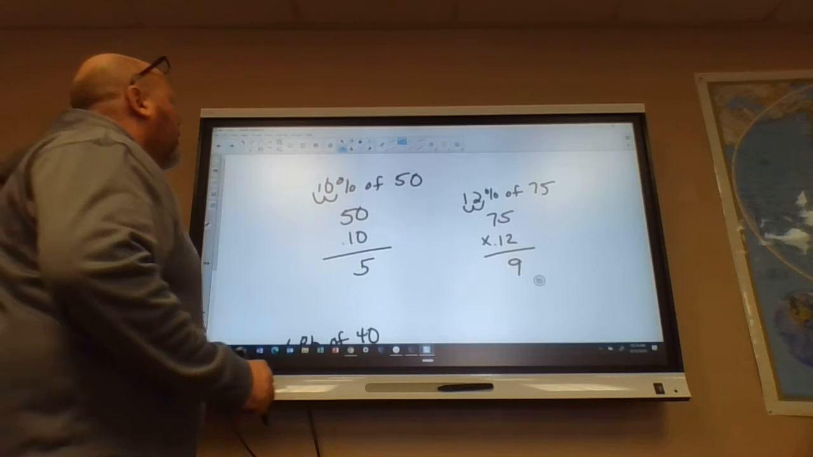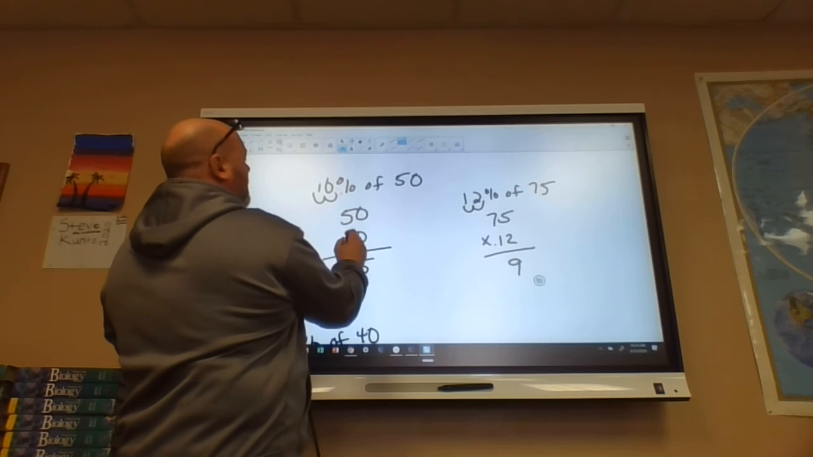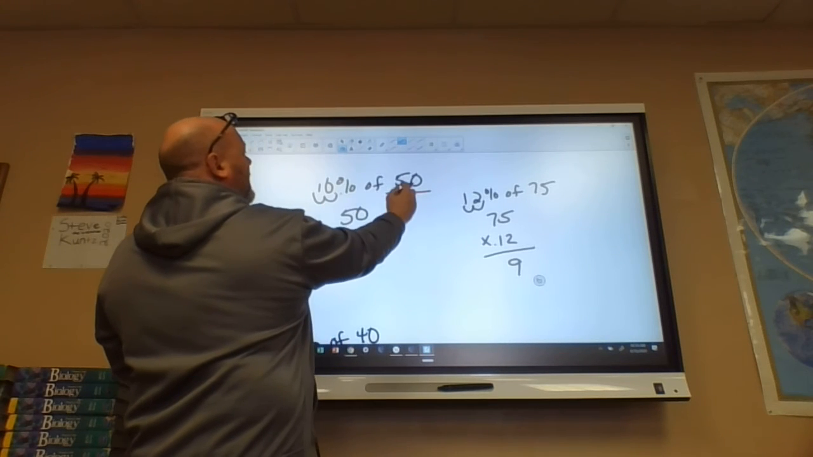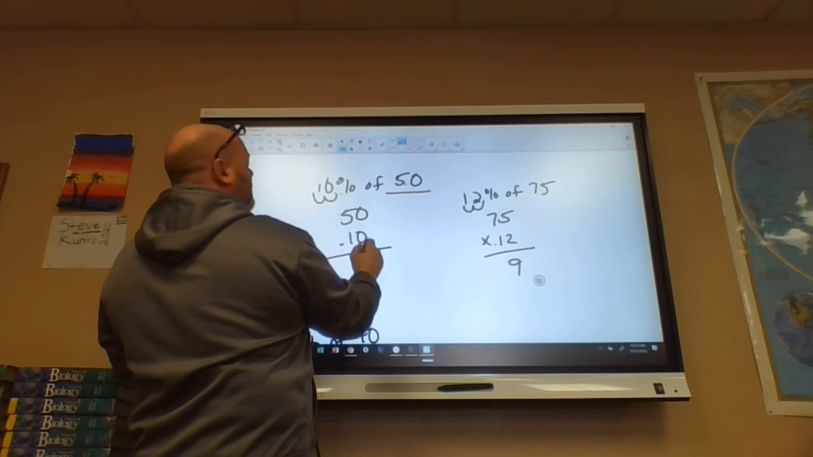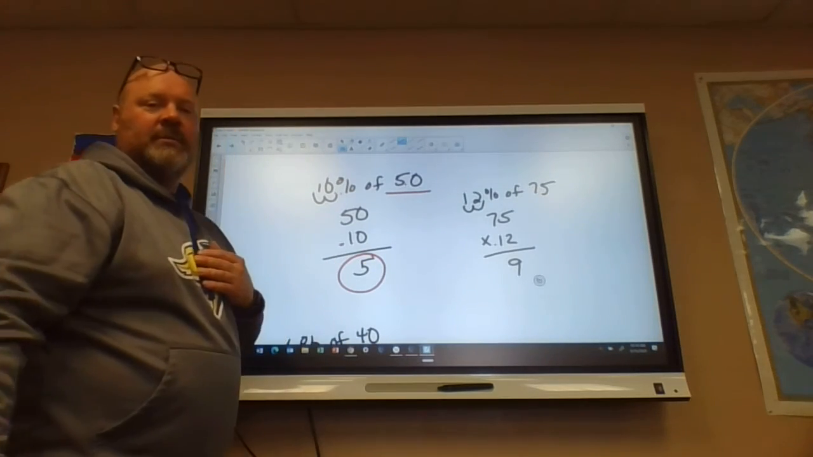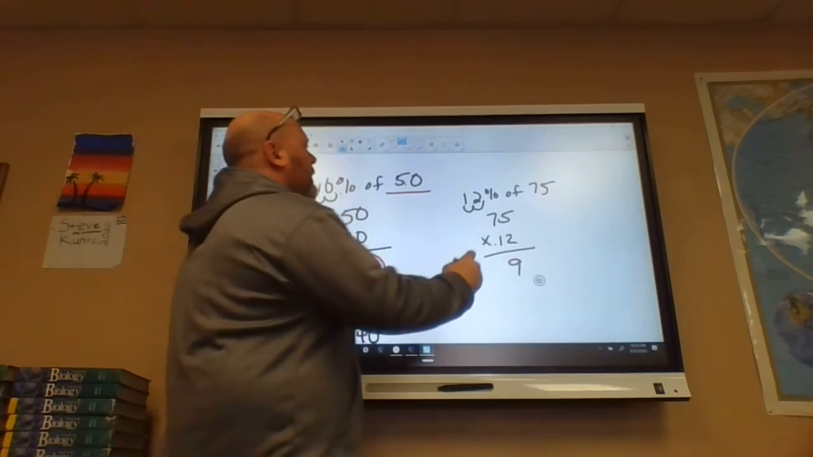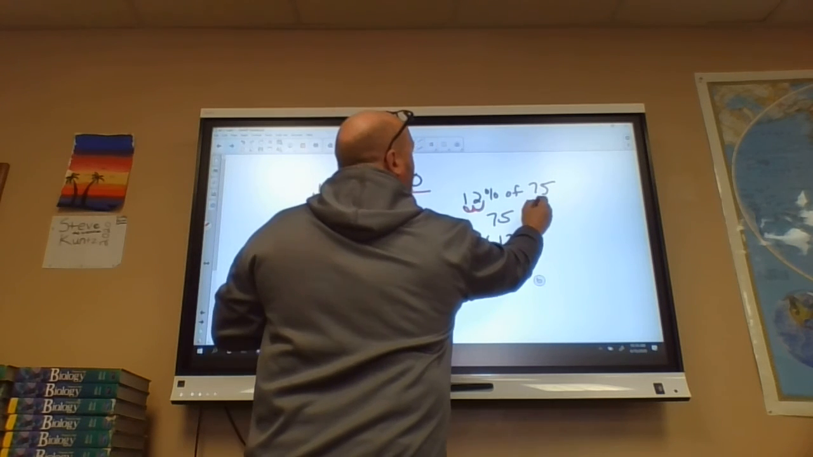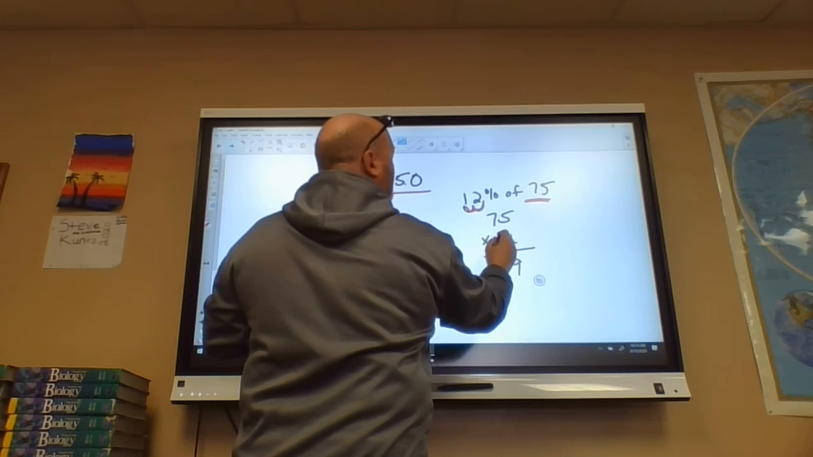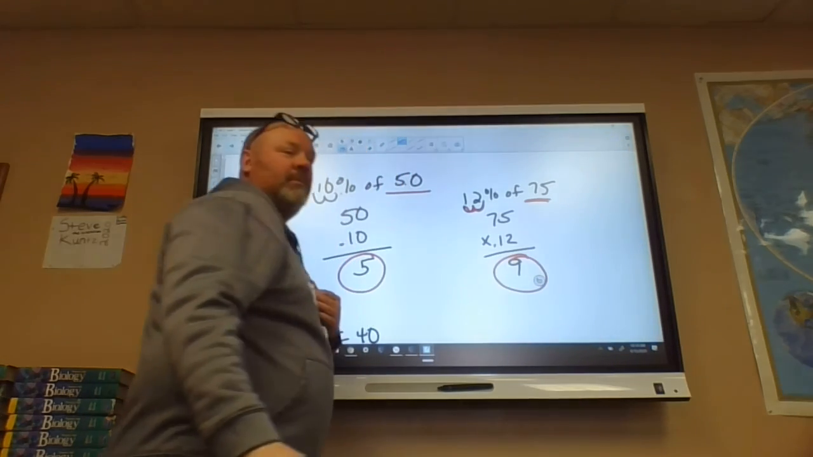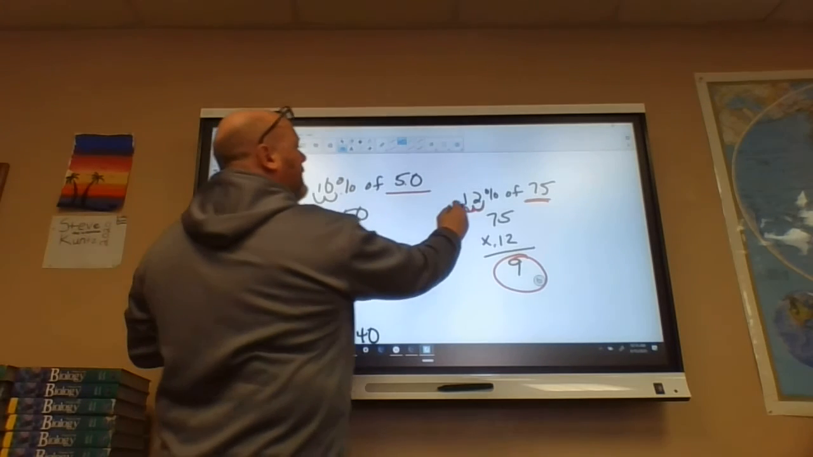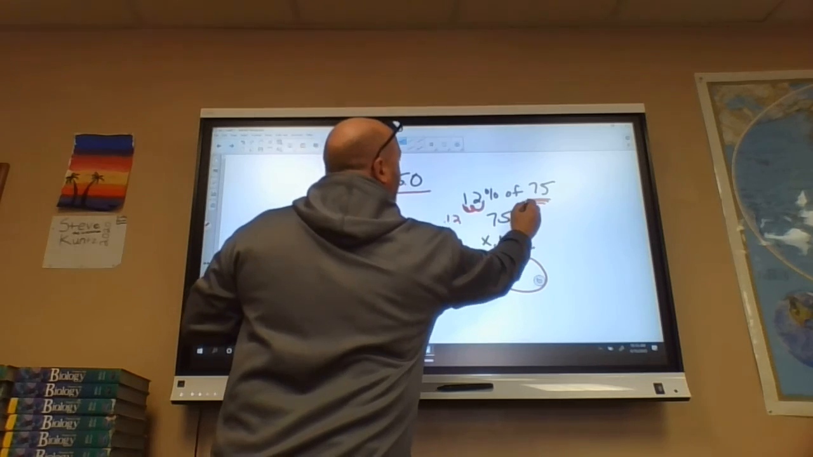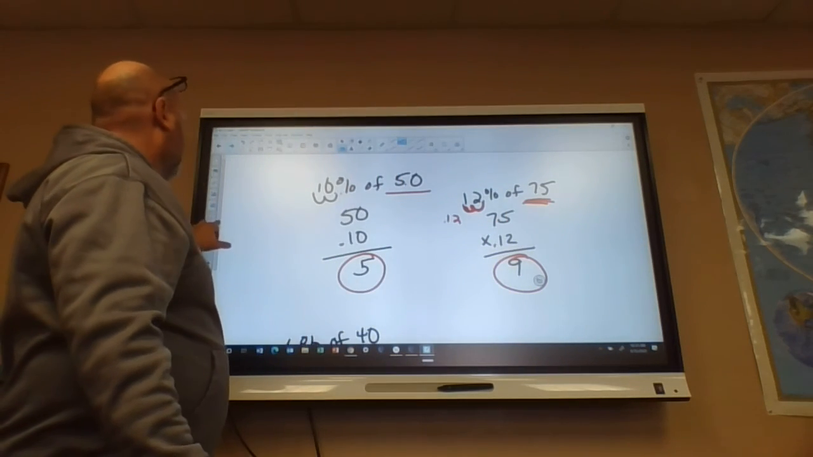Okay? All you do is you change this percent to a decimal, to 0.10, and then you multiply it by whatever that number is. So 10% of 50, you take 50 times 0.10, that becomes 5. Okay? 12% of 75, move this over to be 0.12. Take your number 75 times 0.12, and you come up with 9. So basically, you get the percent, you move it over to a decimal, 0.12, and then you take it on your calculator times that number.